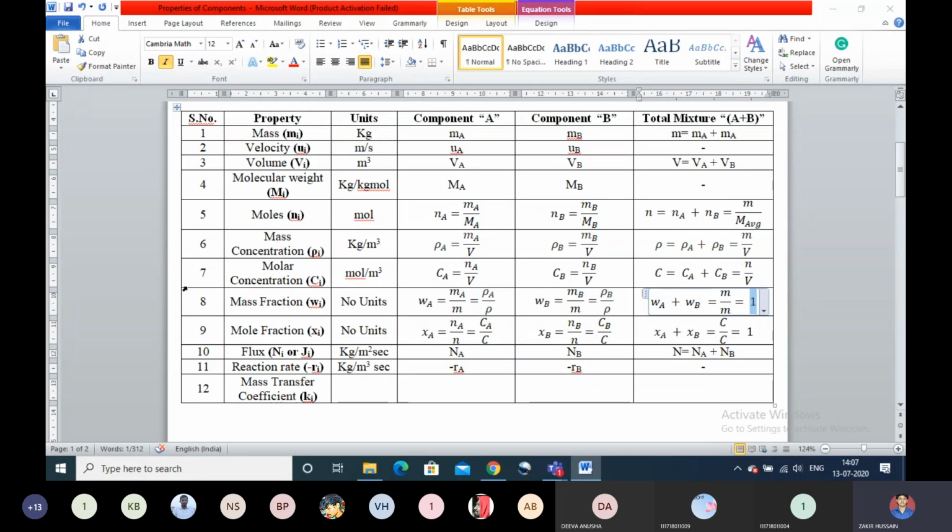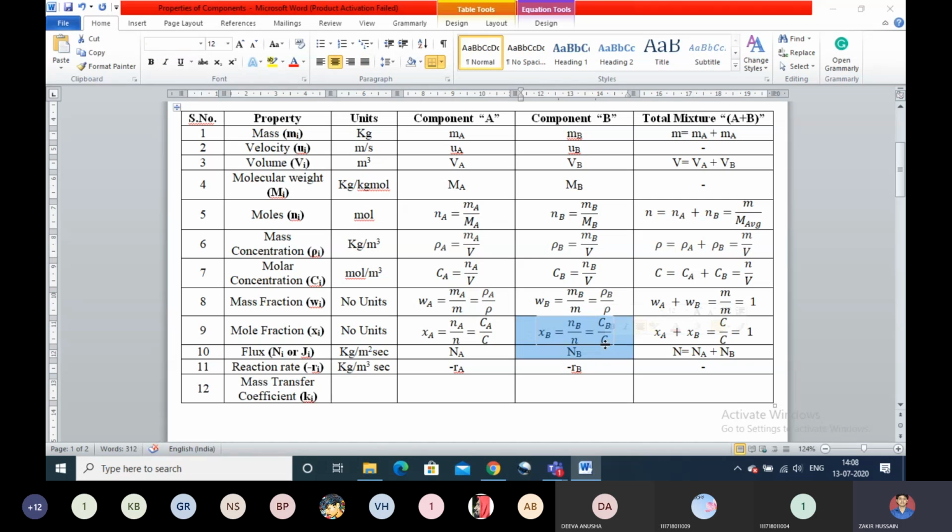Then next one is mole fractions. Since we have a molar concentration here, we can define the mole fraction. Mole fraction is denoted by Xi, which has no units. Then Xa is the mole fraction of component A in the total overall mixture A plus B, which is Na divided by N. In this form we can define it. The other form is the molar concentration of A divided by the total molar concentration of the mixture, Ca by C. Similarly, for component B, Xb is equal to the individual moles divided by total moles.